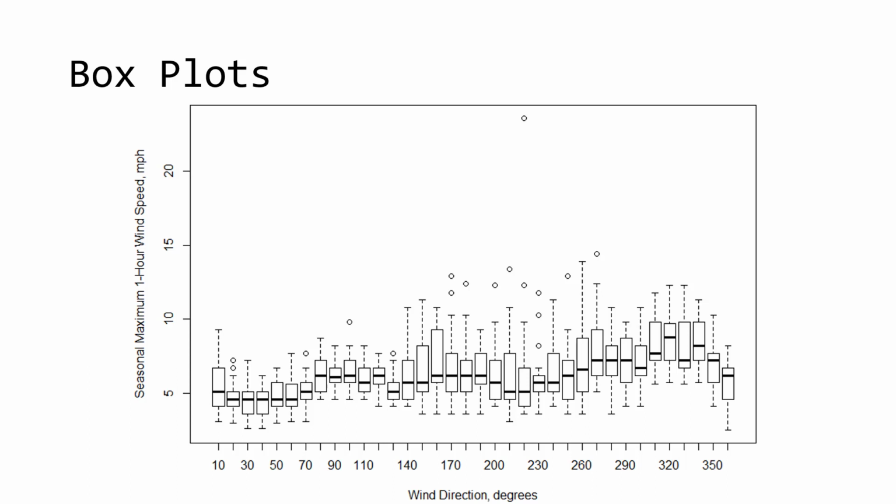It doesn't tell you anything about the behavior of the wind direction. This plot doesn't say anything about how often these directions occur. You can use these for univariate data, but they're most often used to visually represent the difference between two or more sample groups.